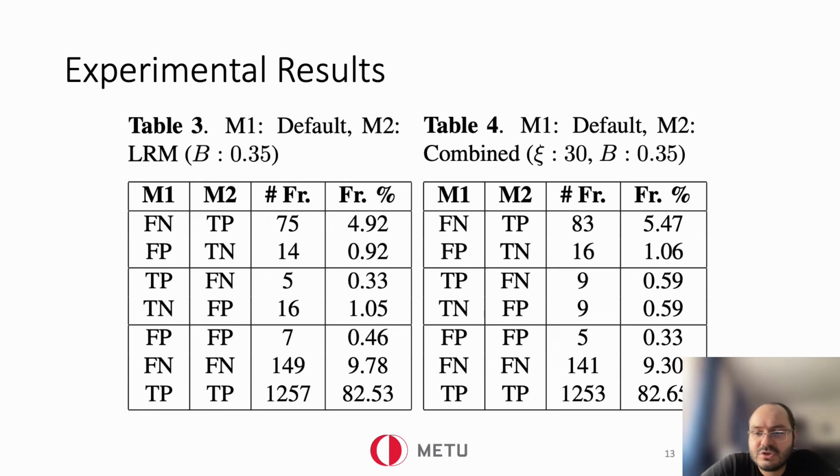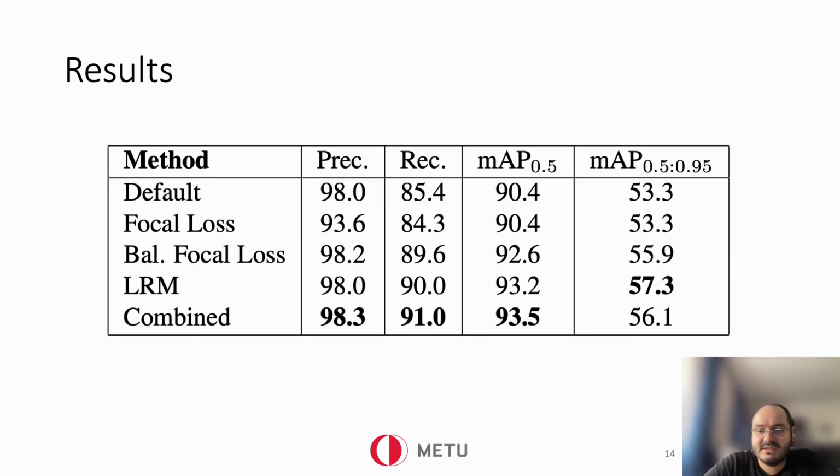Here is the comparison of the original YOLO v5 cross entropy with the loss rank mining method. In table 3, we can see a performance increase of 4.5% with LRM. And when we combine the two methods, balanced focal loss and loss rank mining, as in table 4, this increase goes further, around 5.5% in this metric with respect to the original YOLO v5 cross entropy function. To compare the methods in popular object detection metrics, here are some final results with precision, recall, and mAP scores. These scores also verify our ablation studies by increasing the mAP 0.5 score by more than 3%.